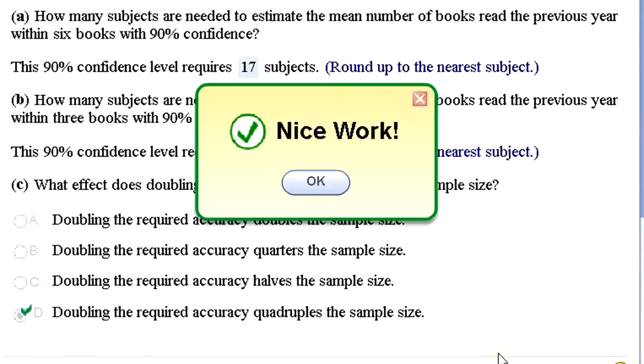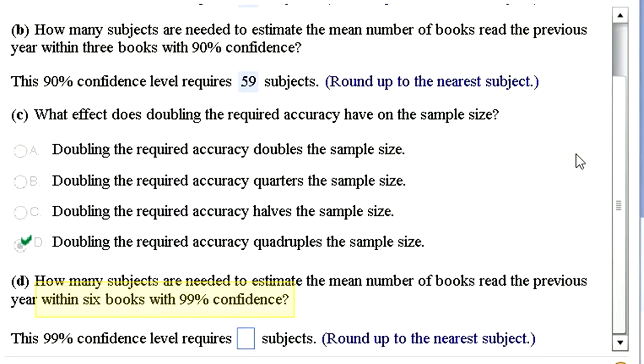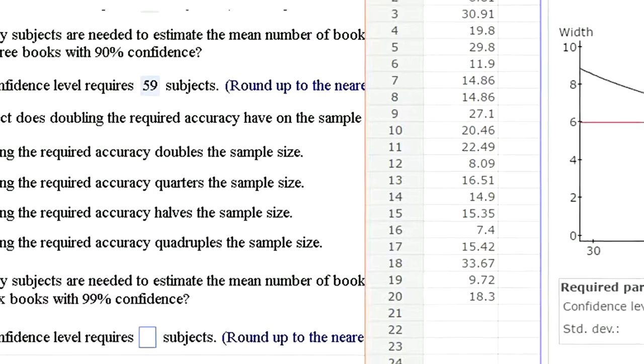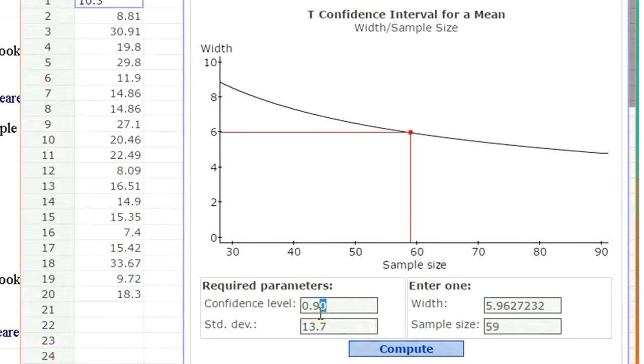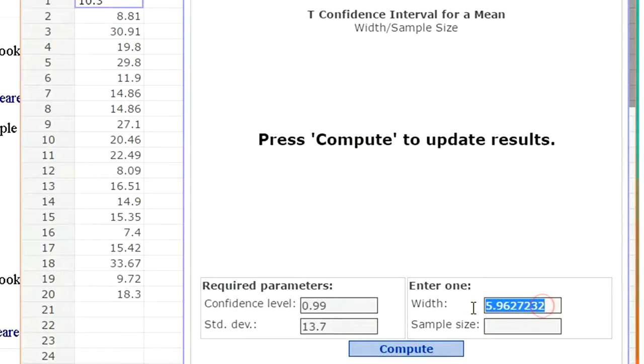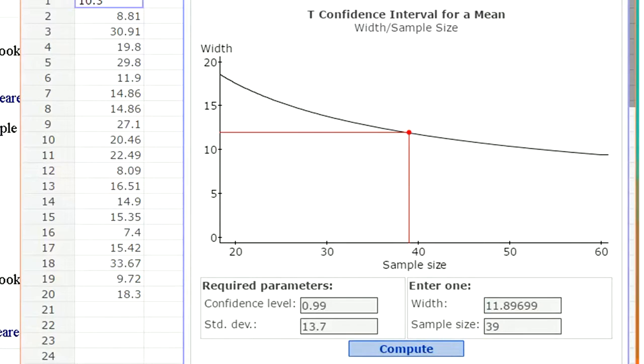How many subjects are needed to estimate the mean number of books within 6 books at 99% confidence? So this is now going from 90% confidence to 99% confidence. 99, and we're going to go within 6 books. That's a width of 12. Compute: 39 people.